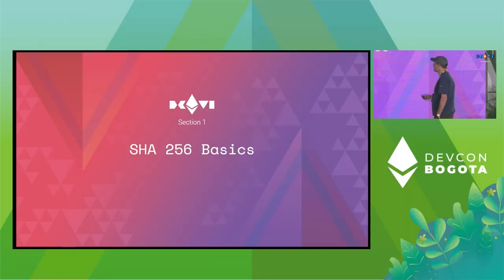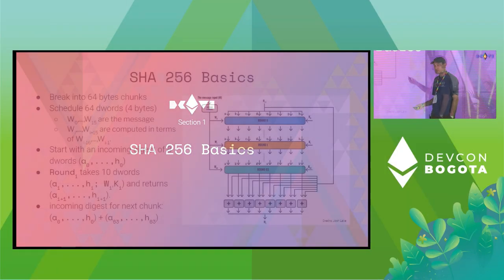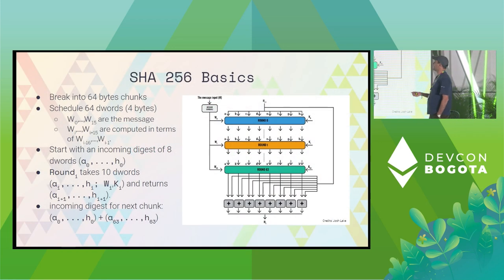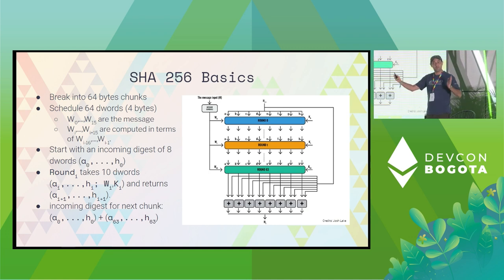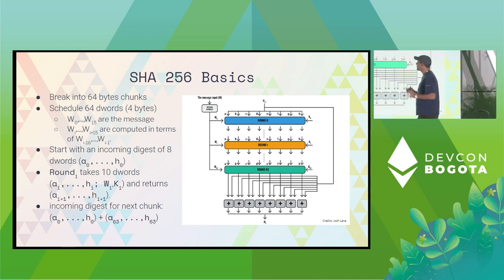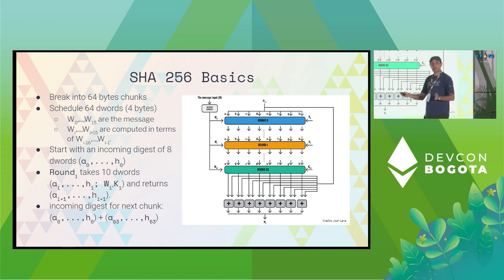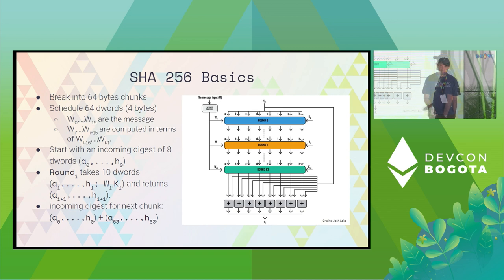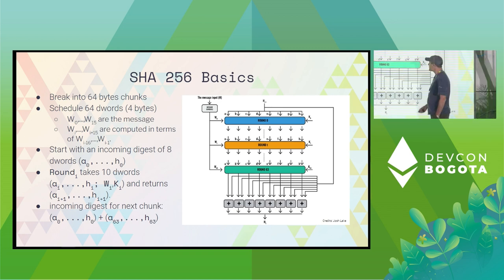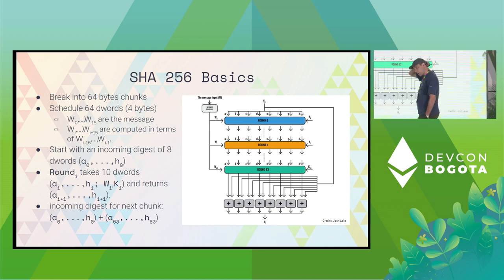So let me tell you what SHA-256 is. This SHA, the hashing library, is something that generically just takes any message, an arbitrary length message, as in a sequence of bits of any length, and it just spits out 32 bytes. The digest of this thing is 256 bits.